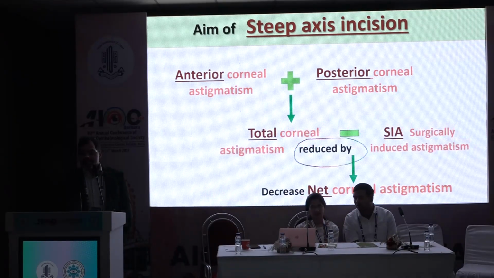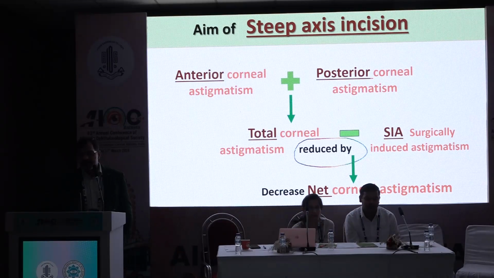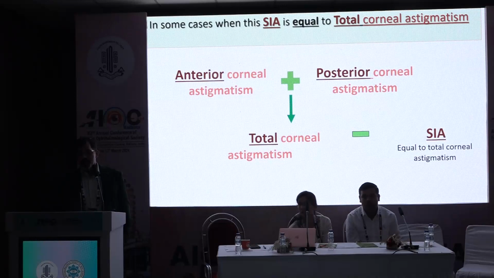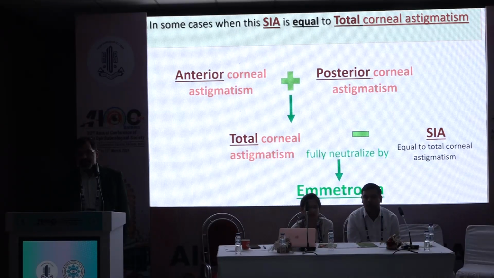And sometimes the patient can't afford the toric lens, and surgeons are not implanting the toric lens. They can correct or reduce the astigmatism by taking the incision on the steep axis. If the SIA of your incision is similar to the total corneal astigmatism, you will get emmetropia. So here SIA is decreasing the total corneal astigmatism. In the toric lens, we were decreasing the net astigmatism, which included SIA also.